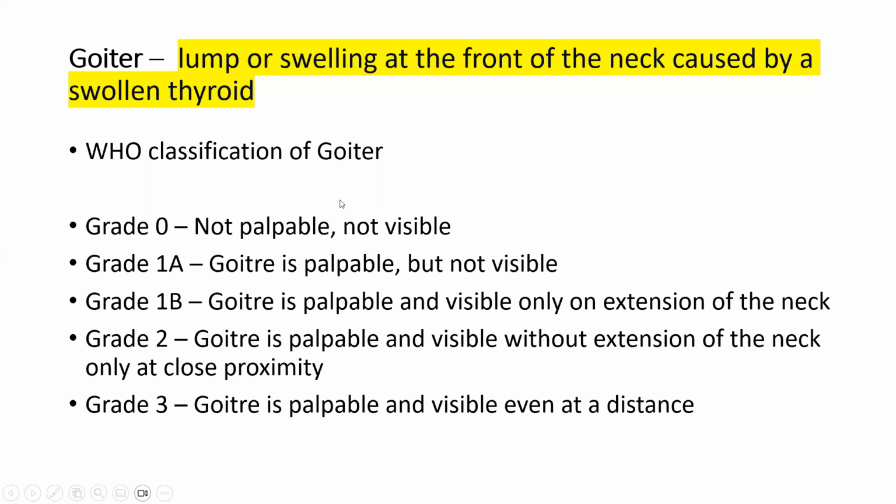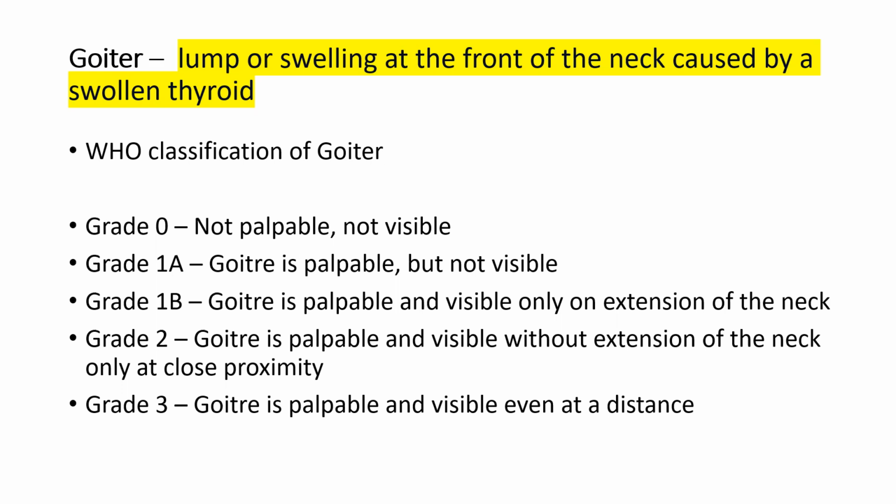Grade 0, the normal thyroid gland, is not palpable, neither is it visible. Okay, so that is an MCQ, I think, because there's some. Grade 1A is a goiter which is palpable but not visible. Okay. Grade 1B, the goiter is palpable and visible only on extension of the neck. Okay. Grade 2 is a goiter that is palpable and visible without extension of the neck, mainly at close proximity. So you have to come close to notice it properly.